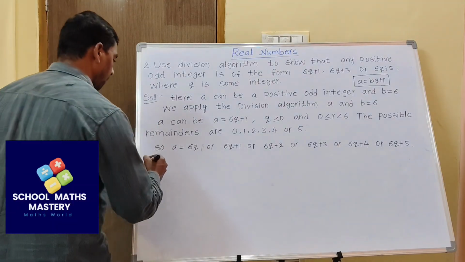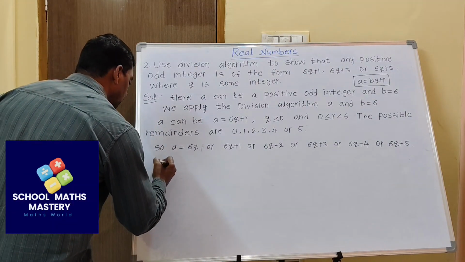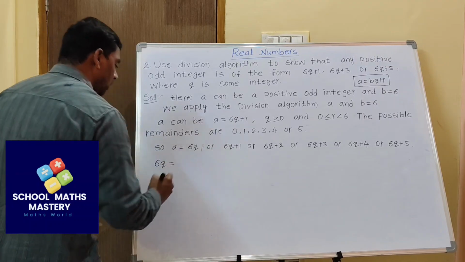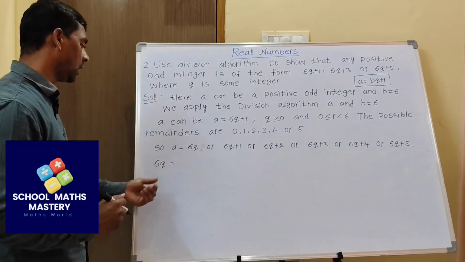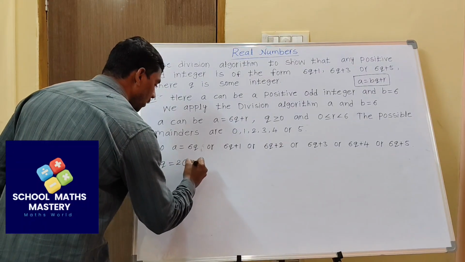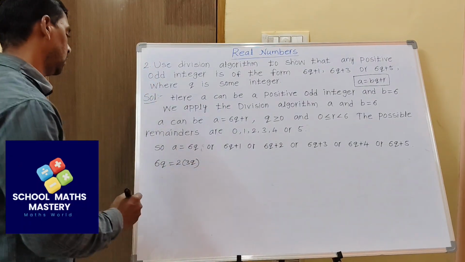Look here, 6q. Write this like this, 2 of 3q. Here 2 is common.